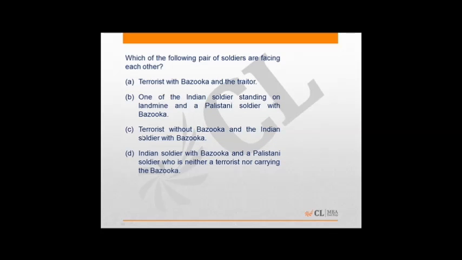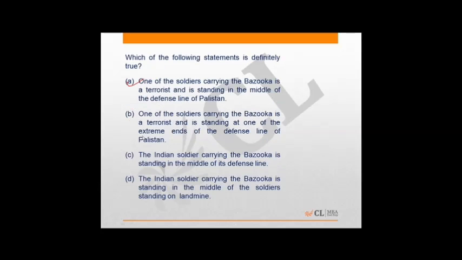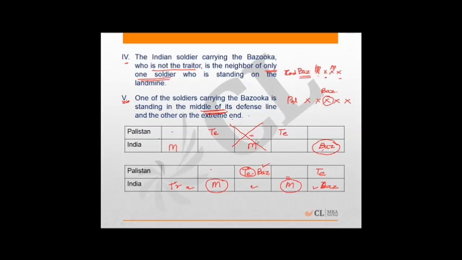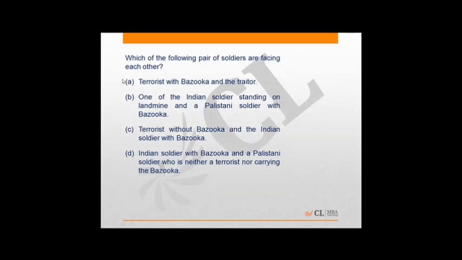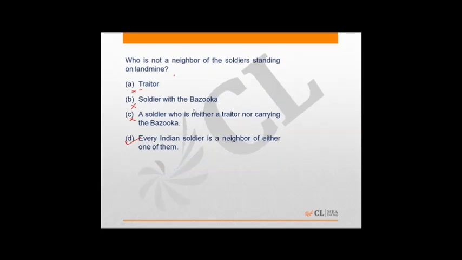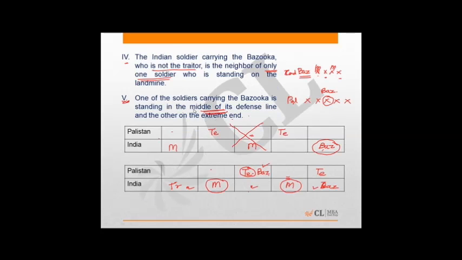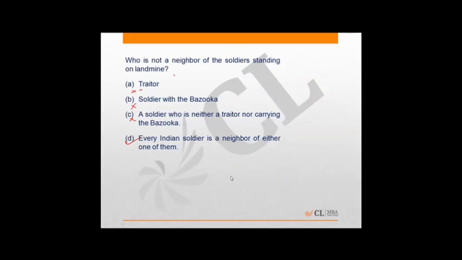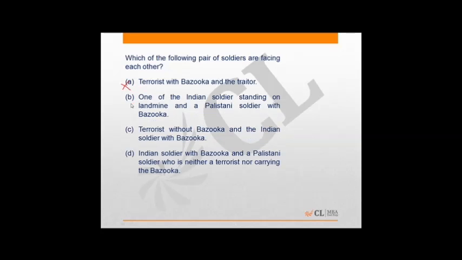Okay. Which of the following pair of soldiers are facing each other? Terrorist with bazooka and the traitor. Remember that terrorists and traitors do not face each other, so the first option gets eliminated. One of the Indian soldiers standing on landmine and a Palestini soldier with bazooka. One of the Indian soldiers standing on the landmine and the terrorist with the bazooka. This is also not true, so this also gets eliminated.